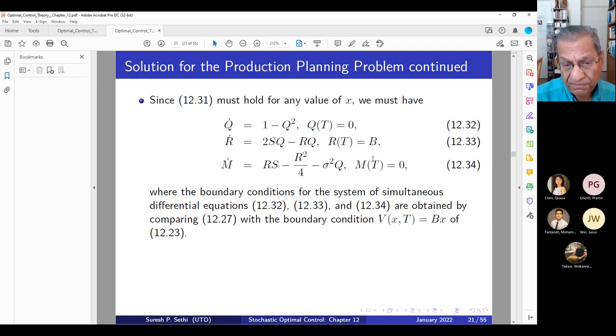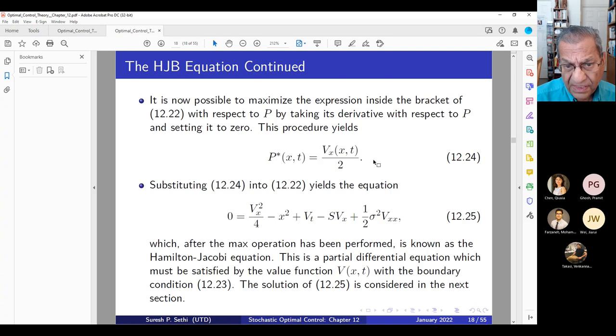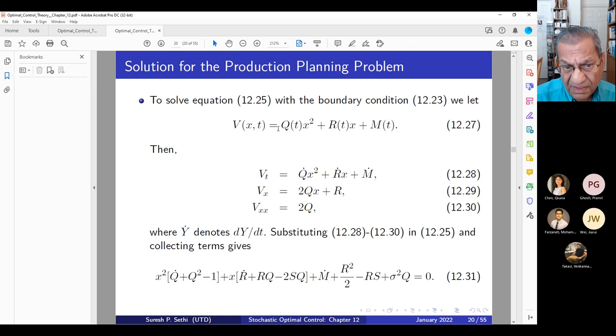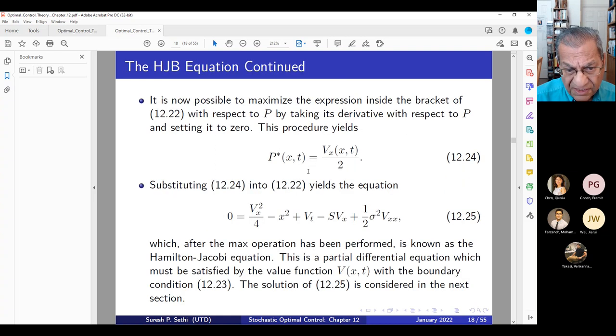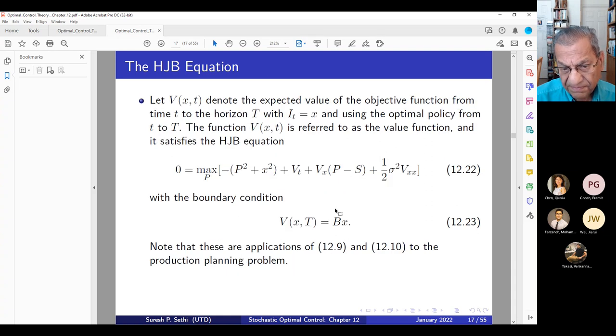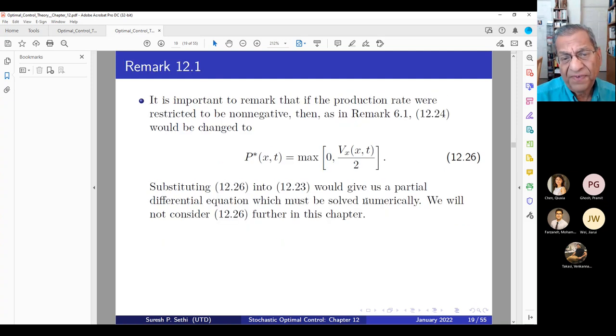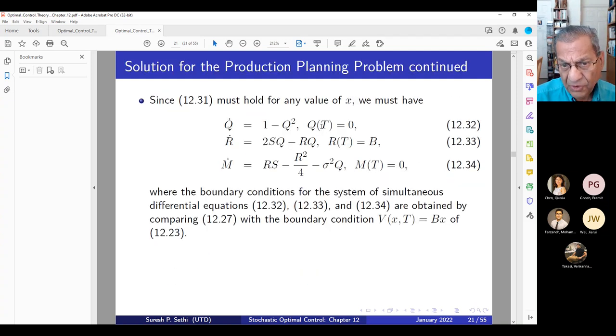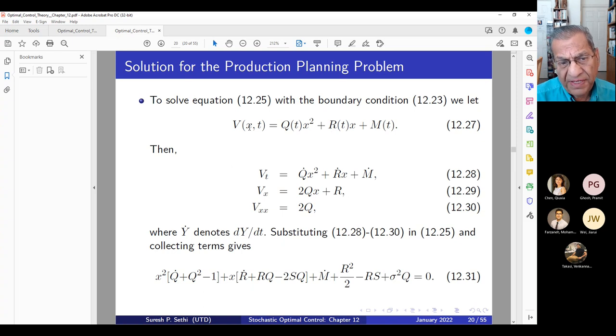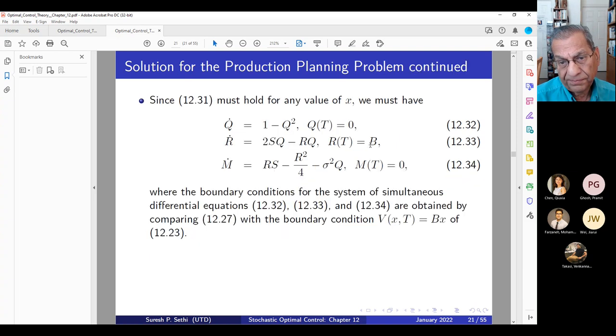Notice, we can also plug this formula at capital T in this terminal condition, this one. And when we do that, we also find that Q of T equals zero, R of T equals B, and M of T equals zero. Okay, any question here? This comes right away from here, because V sub X at capital T is B times X. So this is zero, and R of T equals B.